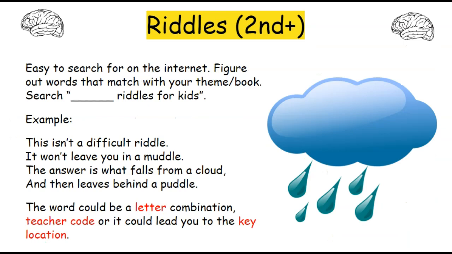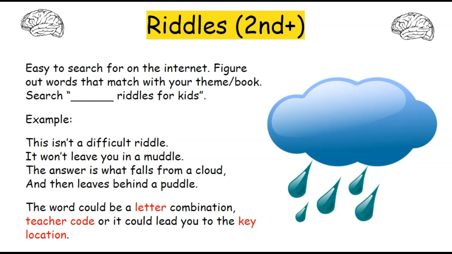Our next puzzle type is riddles, which is appropriate for second grade and above. They are mental puzzles, which means they will work for physical or digital breakouts. These are easy to search for on the internet. You figure out words that match your theme or your book. You search "blank riddles for kids."